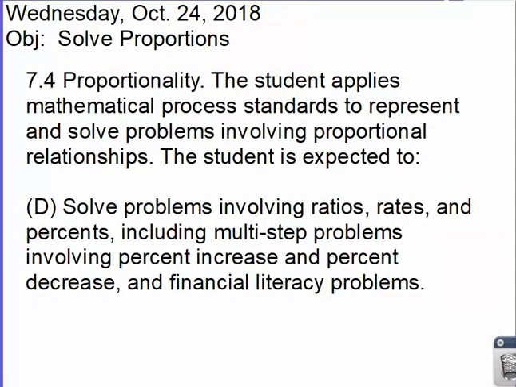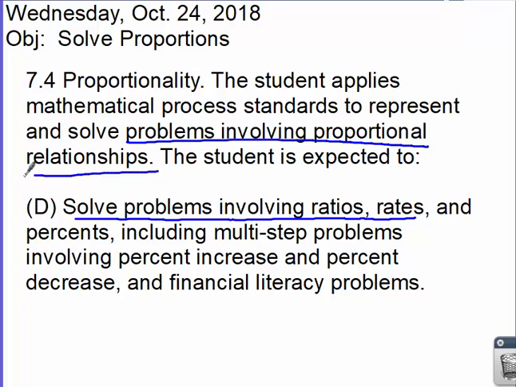The reason why we're doing this is because our standards say that we're going to talk about proportionality. It says that the student applies mathematical process standards to represent and solve problems involving proportional relationships. So we're going to solve problems involving ratios, rates, and even percents, including multi-step problems as we progress through this unit. But the reason why we're doing this is because we're solving problems involving proportional relationships. So that's why we have to learn to solve proportions.